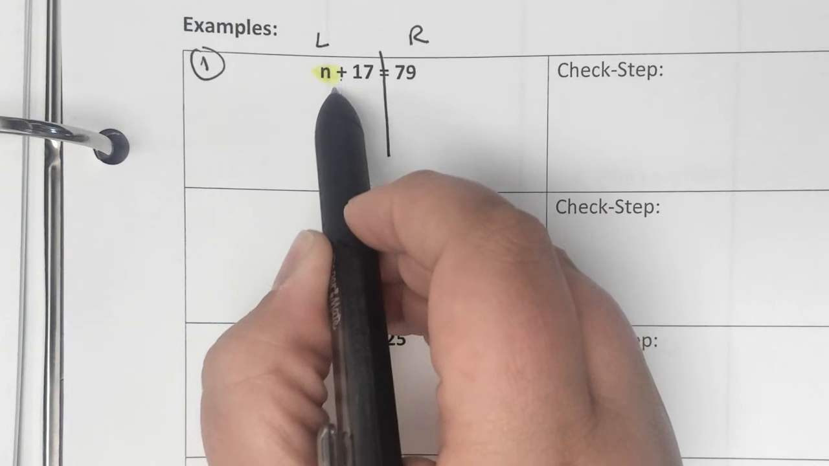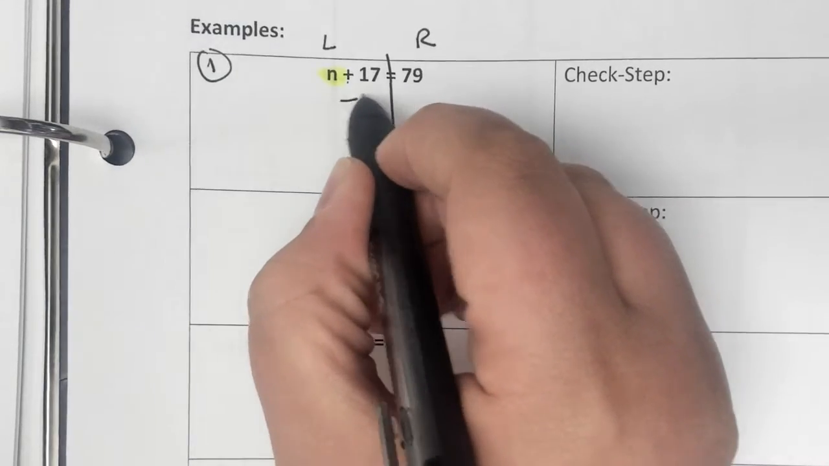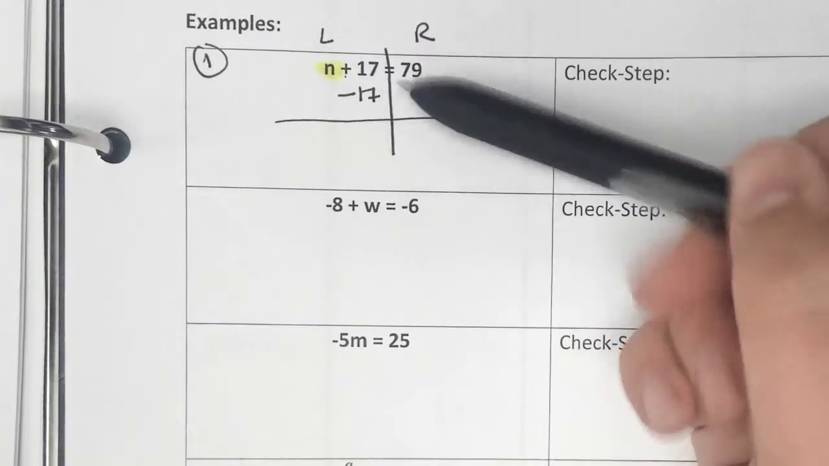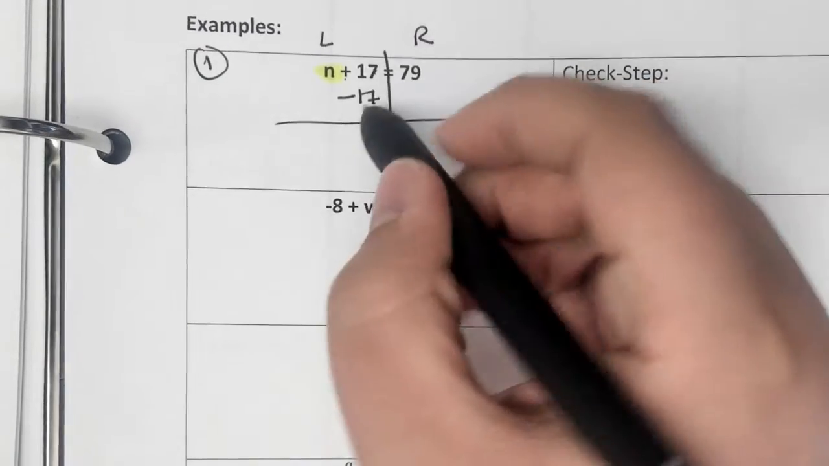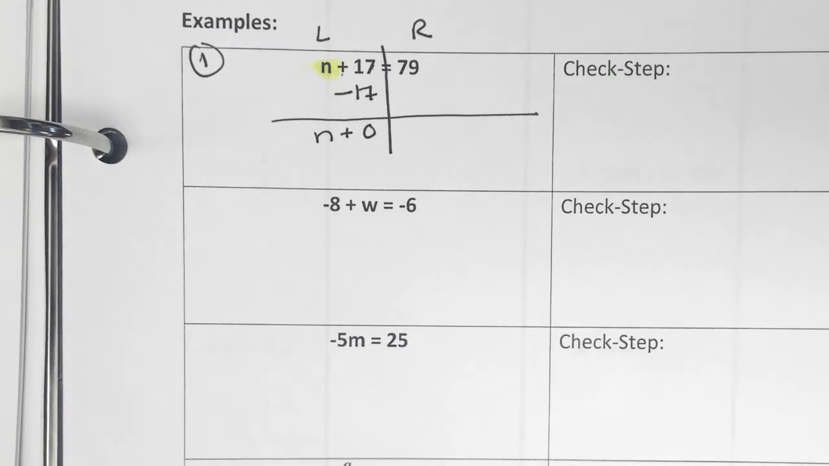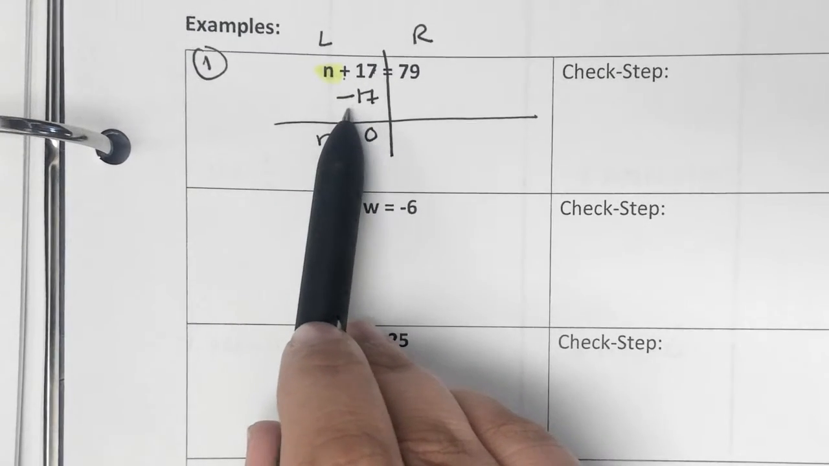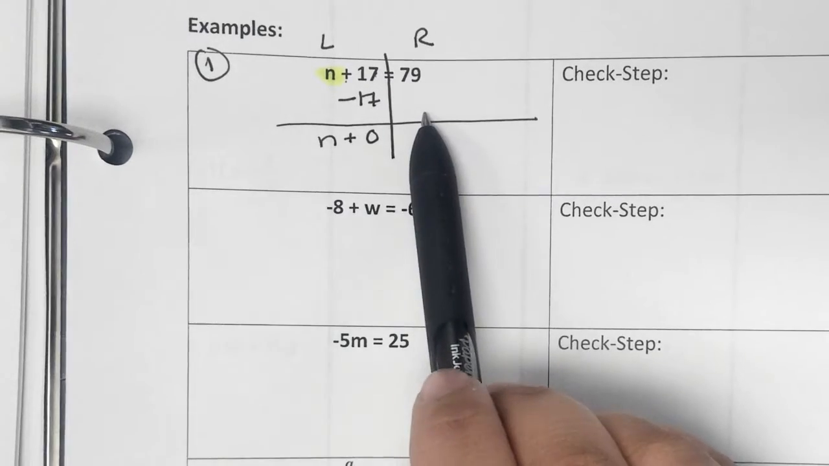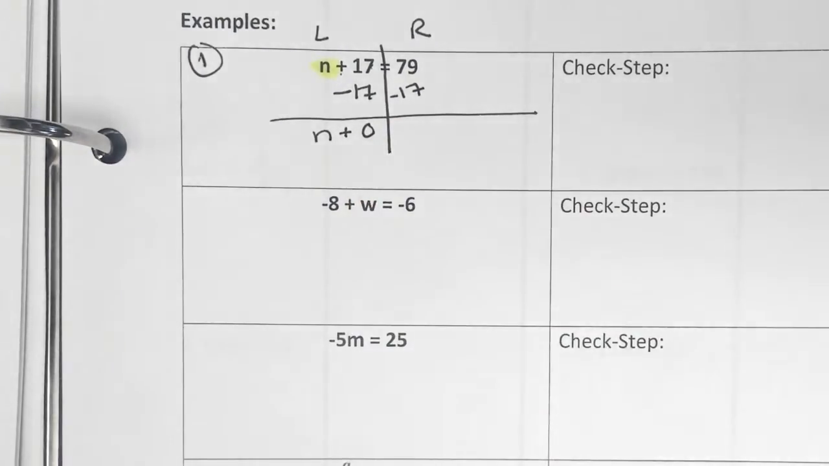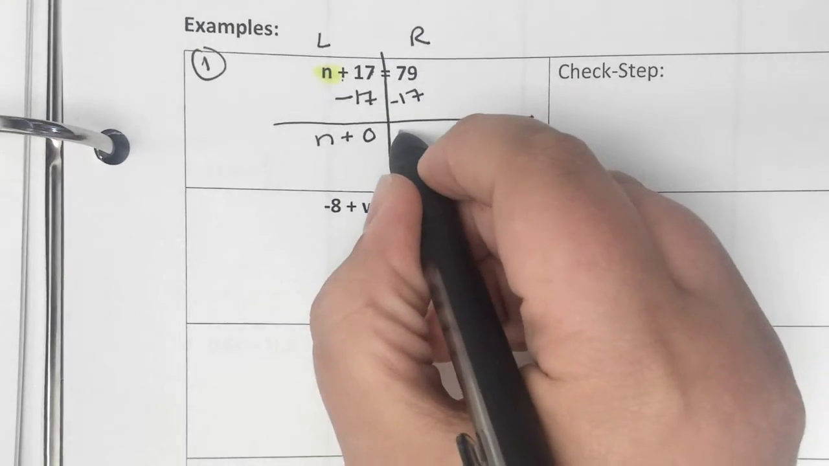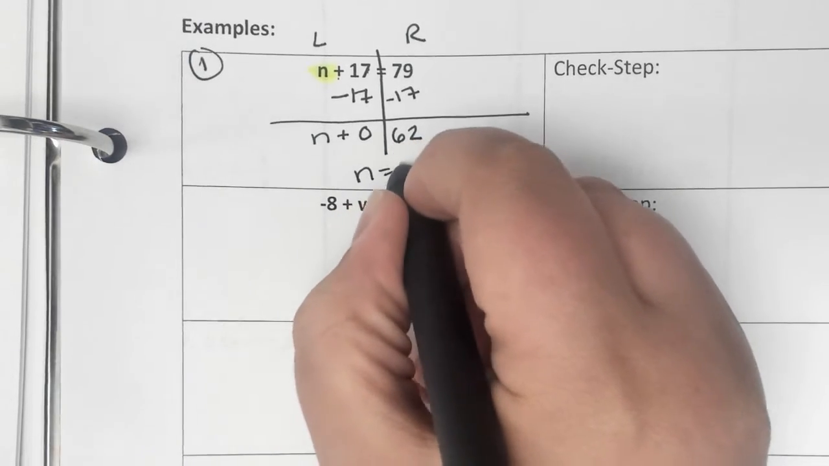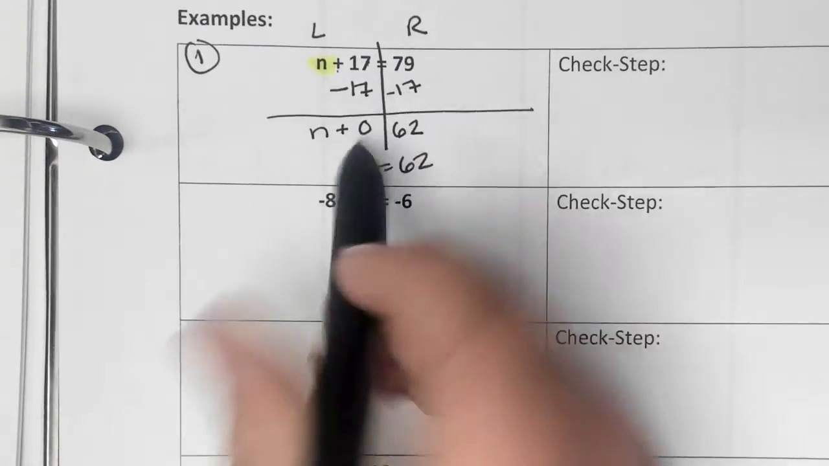Right now it's positive, so to undo it, we subtract 17 from that side. That's because 17 minus 17 is 0. So on the left side, you're left with 0 plus n. If we do something to the left side of an equation, we must also do it to the right side of the equation to keep it balanced. And 79 minus 17 is 62. Now we have n equals 62 because you don't actually have to write plus 0.